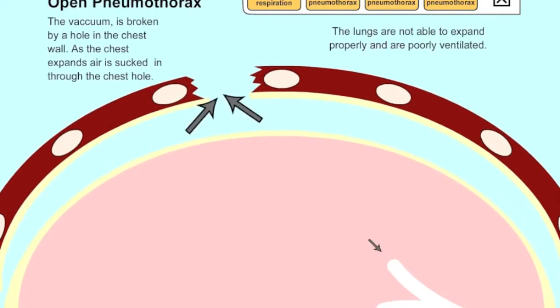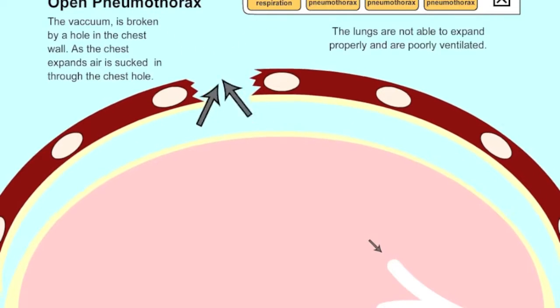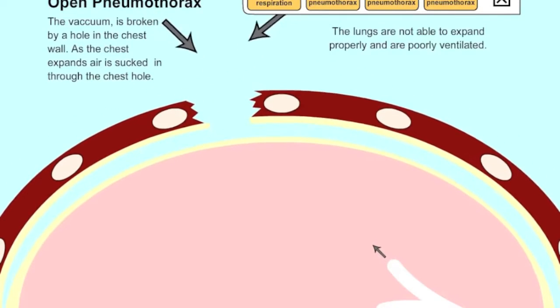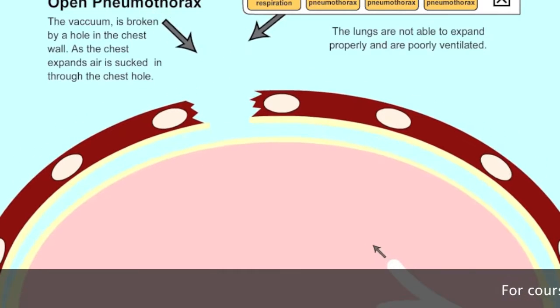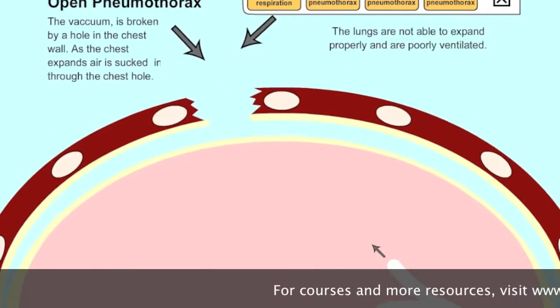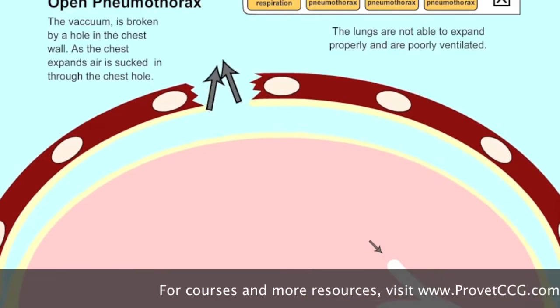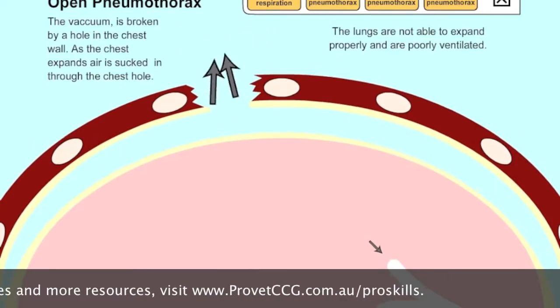An example of this might be a cat that's been attacked by a dog, and the actual tooth has gone through the whole chest wall. So although you may see the chest rising and falling, there's no actual gaseous exchange going on. Those lungs aren't inflating and deflating because the vacuum has been broken.